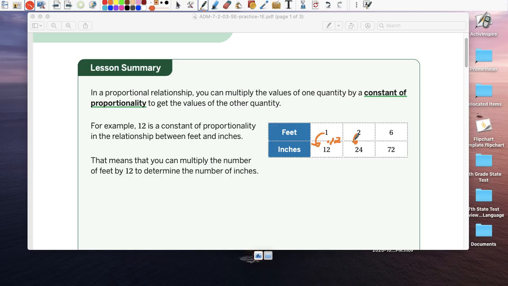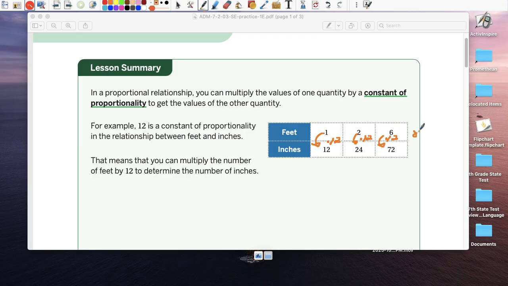2 to 24, how would that happen? It would be times 12. And 6 to 72 would be times 12. So there is our constant of proportionality, right? And we can use this number, and once you have the constant of proportionality, it doesn't matter what number.